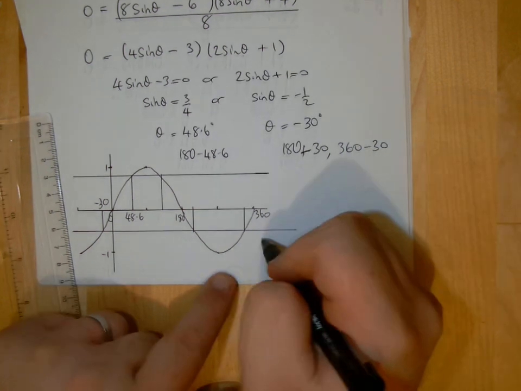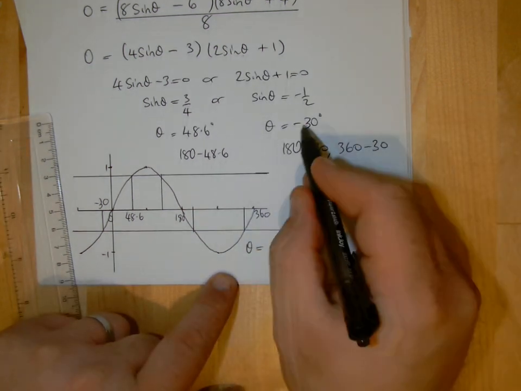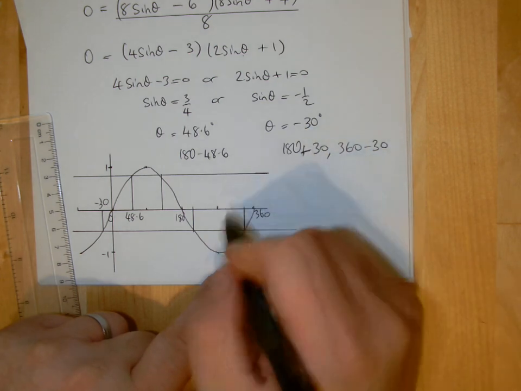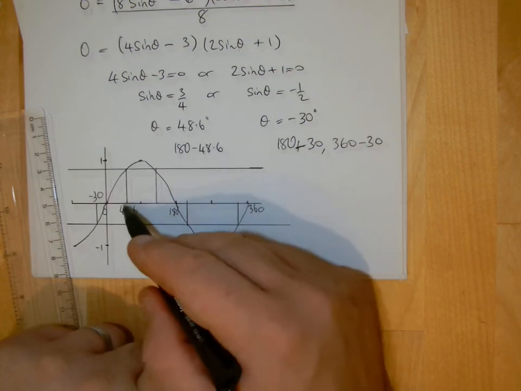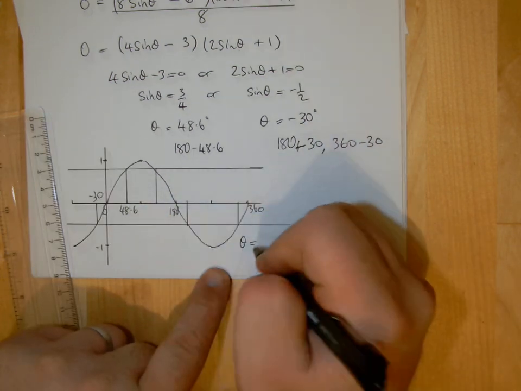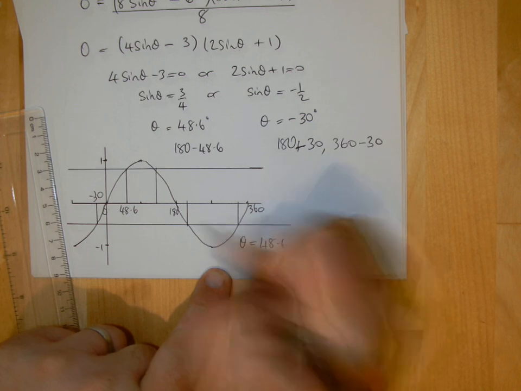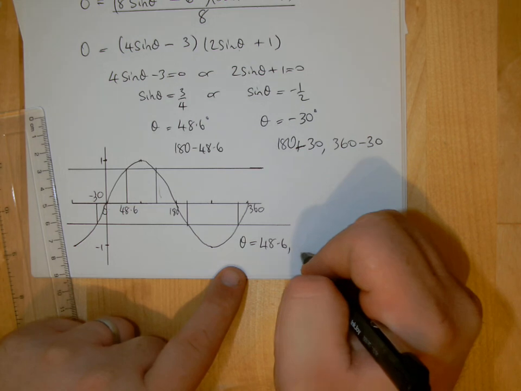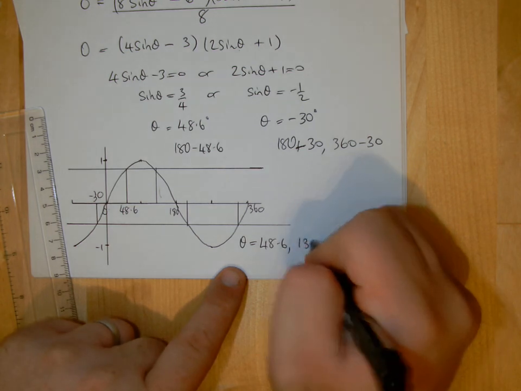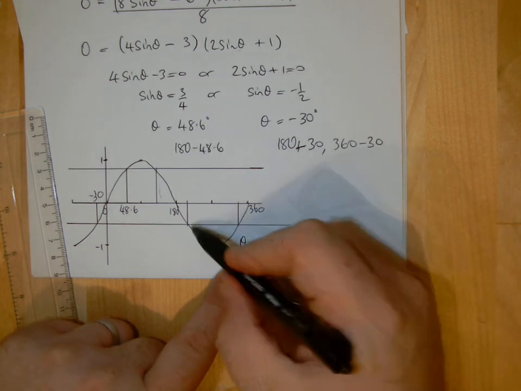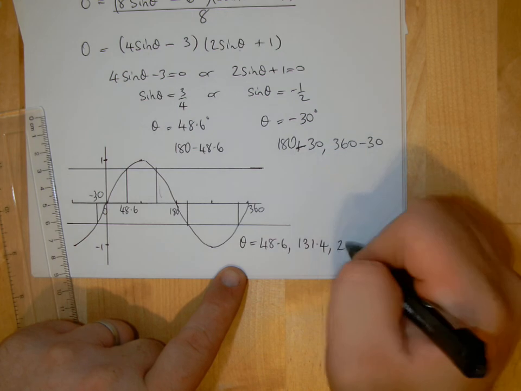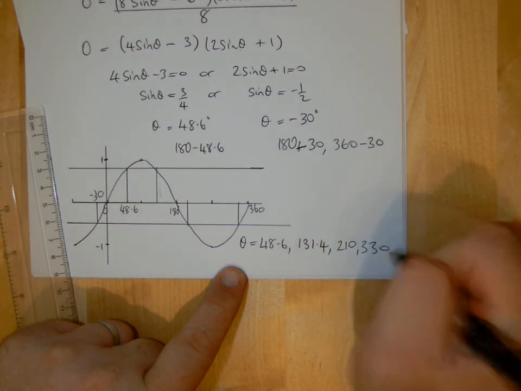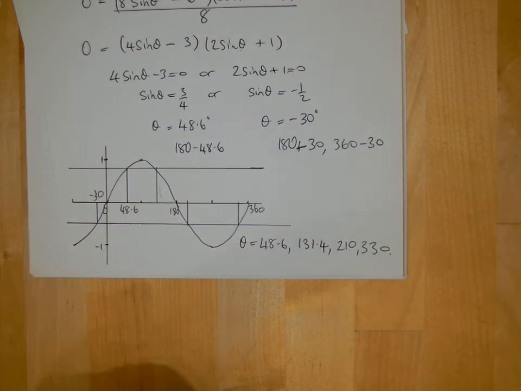So when we write our results then, we'll ignore the minus 30 because that's outside of our range. The first one is 48.6. The next one is that one there, which is 180 take away 48.6, so that'll be 131.4. Then we've got that one, which is 210. And then the final one, which is 330.